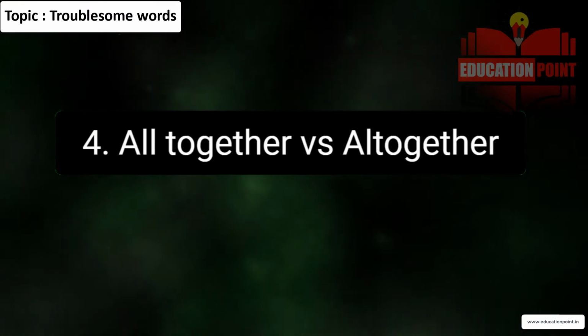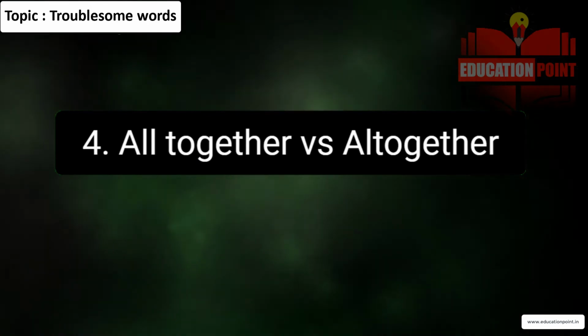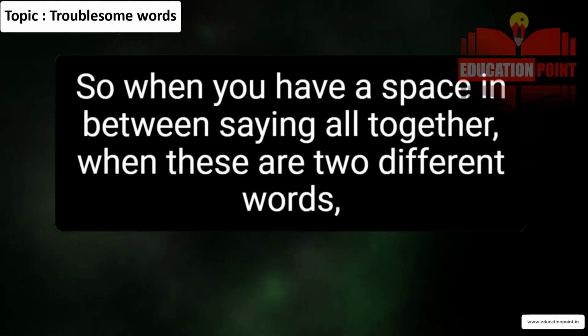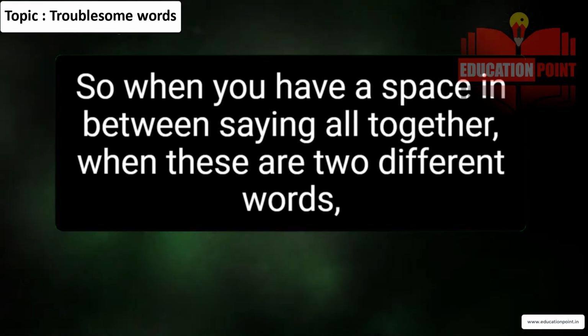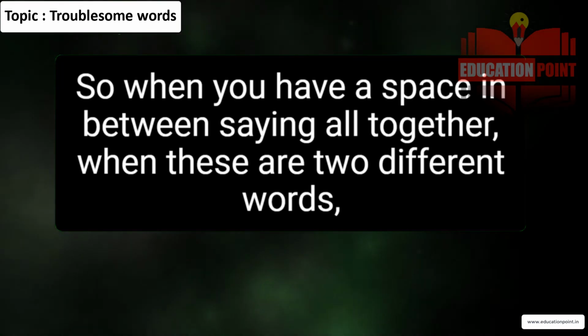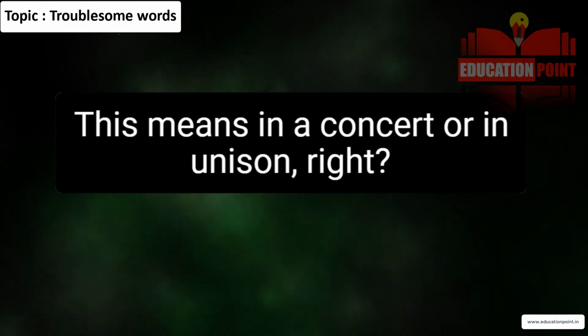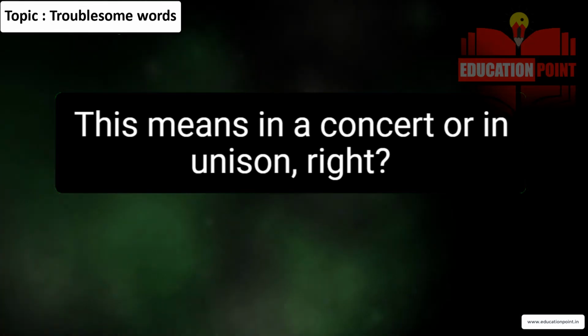The fourth set of words is altogether versus all together. So when you have a space in between, saying "all together", these are two different words, and this means in a concert or in unison, right?